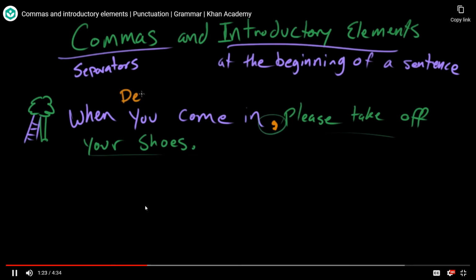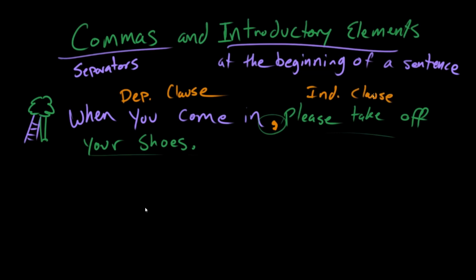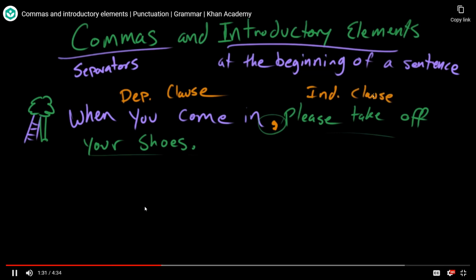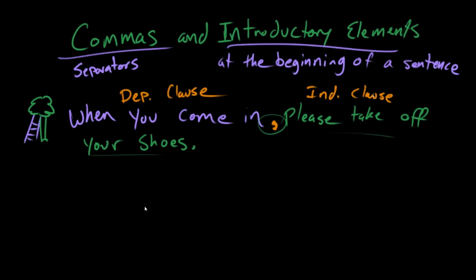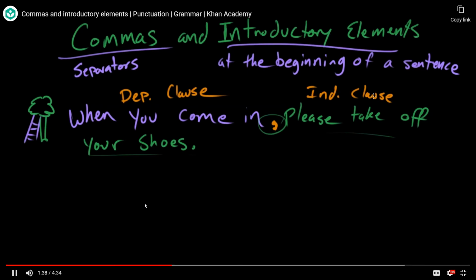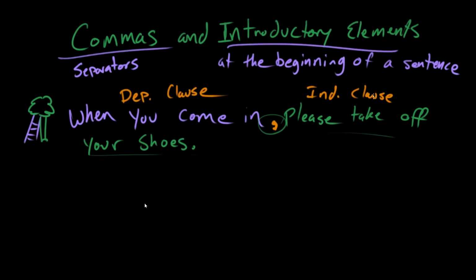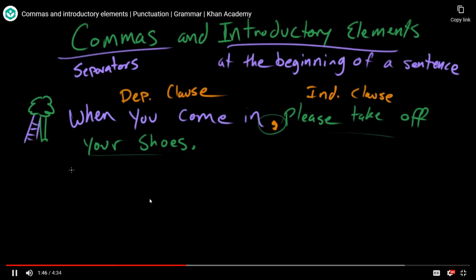So this is a dependent clause. This is an independent clause. So if you start a sentence with a dependent clause, you're going to need to put the comma in the middle before you proceed to the independent clause, which is the part that makes it an actual functioning sentence. Right. If you have it the other way around, though, if it's just please take off your shoes when you come in, no need for a comma. I'll show you.